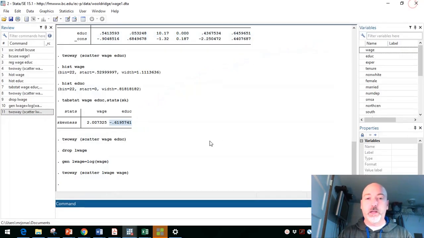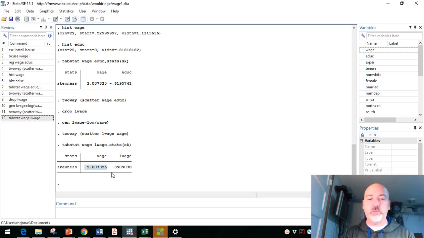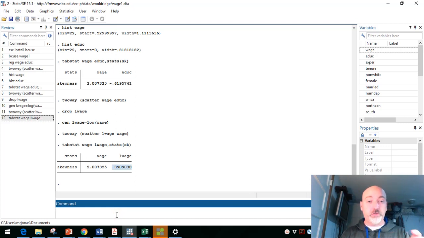So let's go back to that tabstat command where we called up our coefficients of skew, but now instead of putting wage and education on, let's put wage and its log, wage and L wage, and that's exactly what we see. So the raw data had that heavy positive skew at 2.0, our transformed version, much closer to zero, much more symmetric, a skew of 0.39. Okay. So the suggestion here is to use that transformed version of our variable, decreasing that nonlinear nature of the relationship.